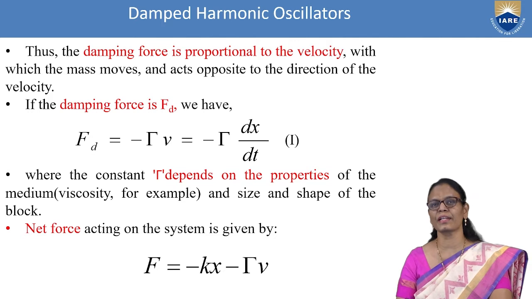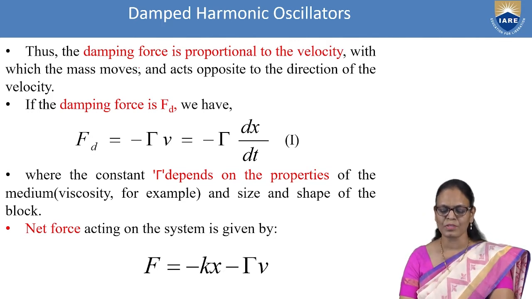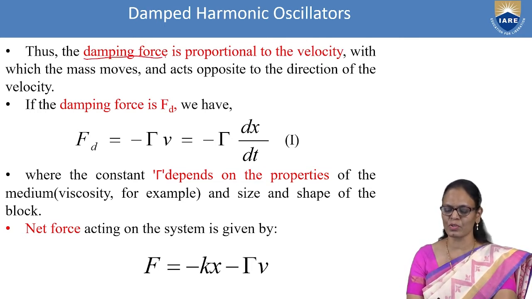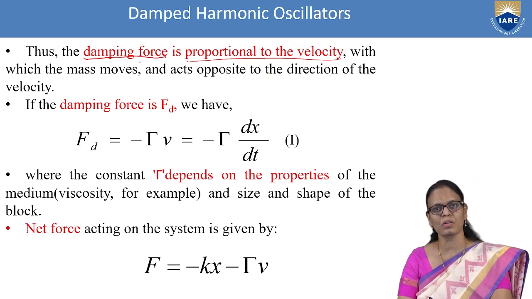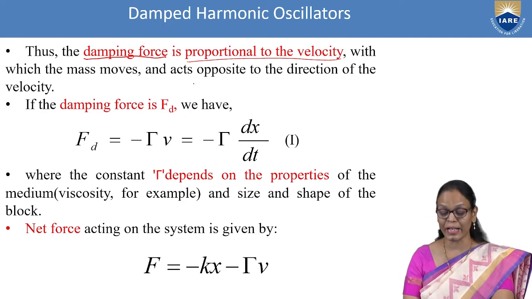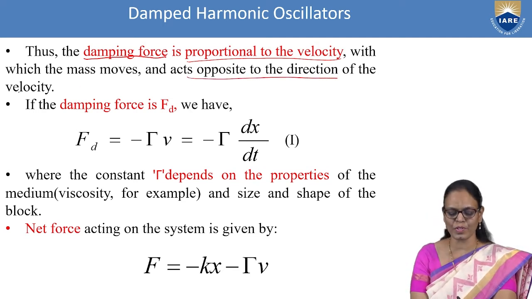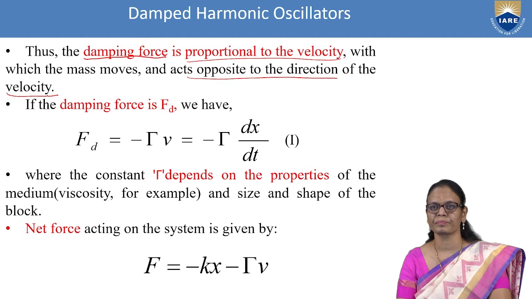Now let us try to derive the expression for the damped harmonic oscillator. The damping force is proportional to the velocity. So this is the first point. What we need to understand is the damping force depends upon the velocity and it is directly proportional. Means if the velocity with which the object is moving is more, the damping force is also more. And it acts in the direction opposite to the velocity.